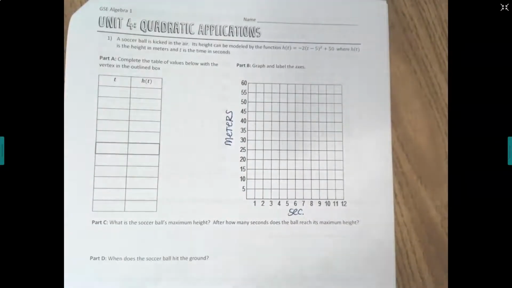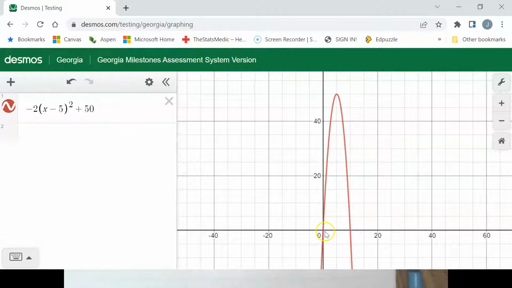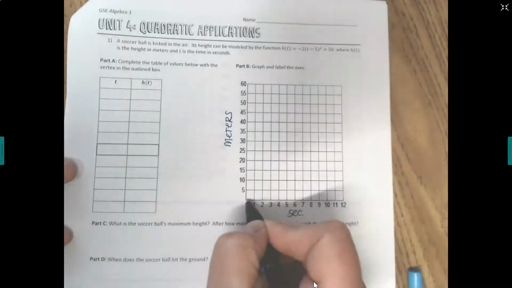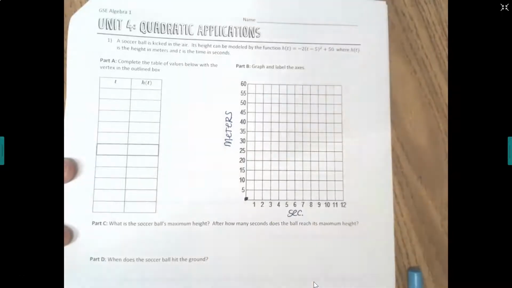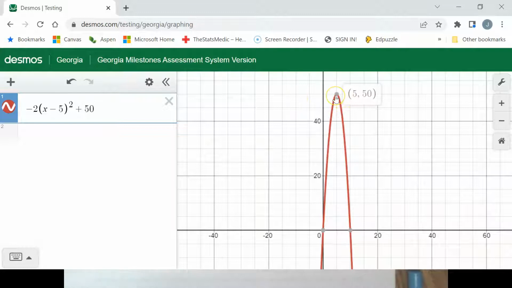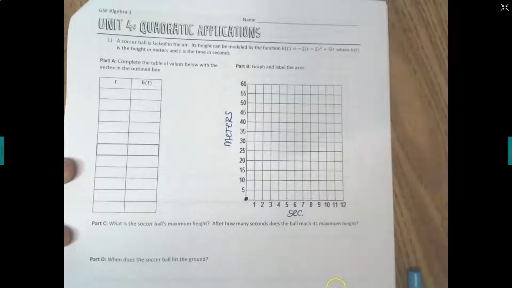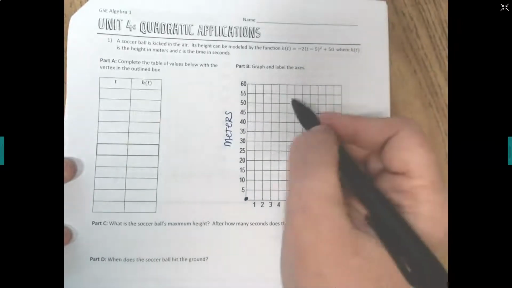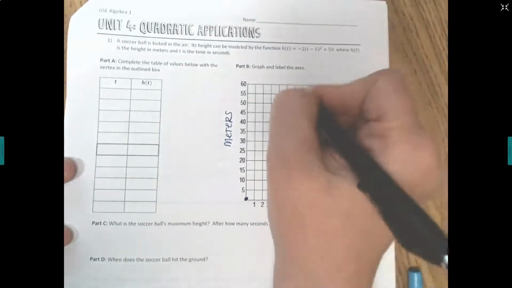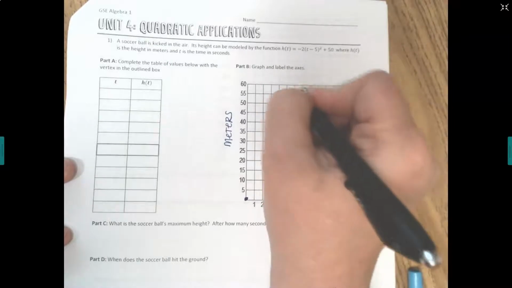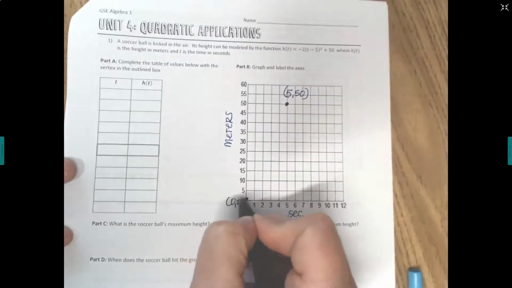So let's take a look at Desmos, and we can see here our y-intercept is at (0, 0). Okay, so we're going to want to plot (0, 0). And then let's get some other points on here so we can graph them. Our vertex is up here, see, at (5, 50). So I'm going to go over to 5 and up to 50, and there's my vertex. I like to label them too. It's going to make answering some of our questions just a little bit easier.